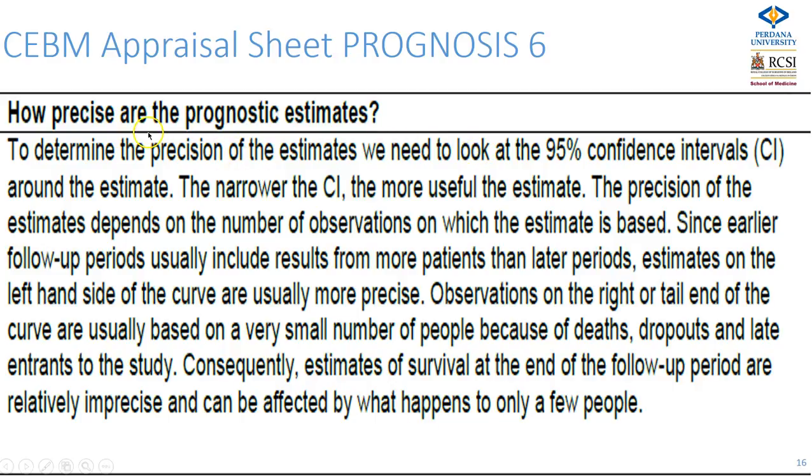To look at the precision of the prognostic estimates, we need to look at the confidence intervals. By convention, this is 95% confidence interval. The narrower the confidence interval, the more useful the estimate. The precision depends on the number of observations. So the more observations, the longer the study, the more precise these figures are. And you find in the tail end of a cohort study, for example, estimates of the survival at the end of the follow-up period are relatively imprecise and can be affected by what happens to just a small number of people who are still remaining in the study.